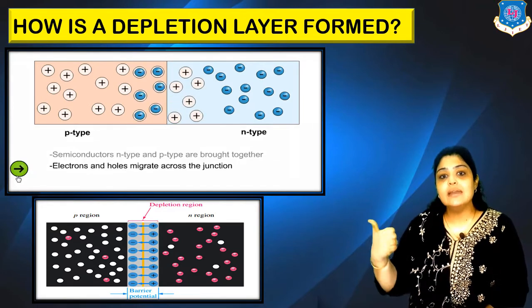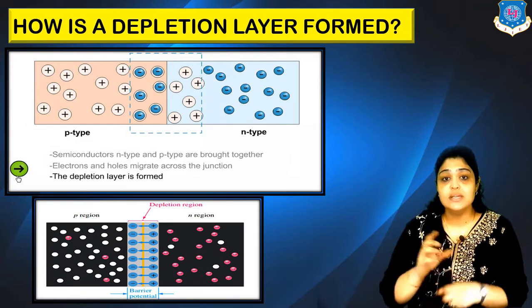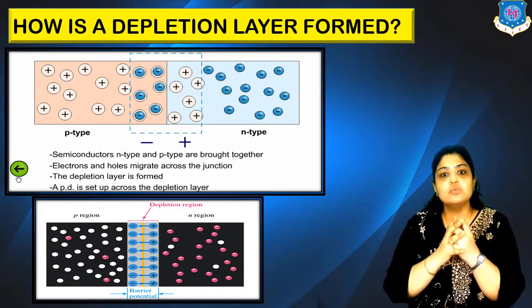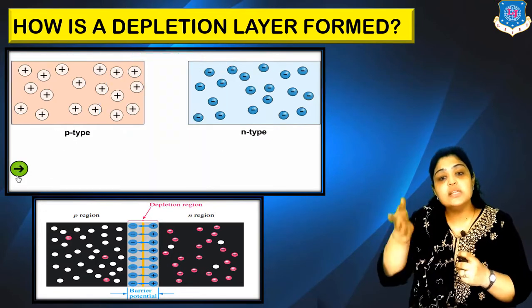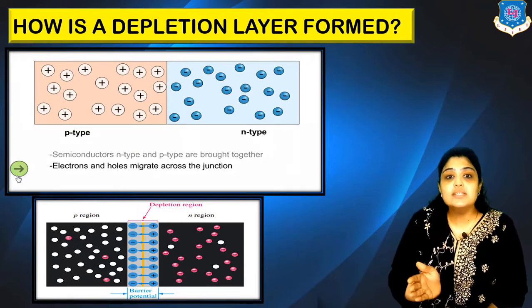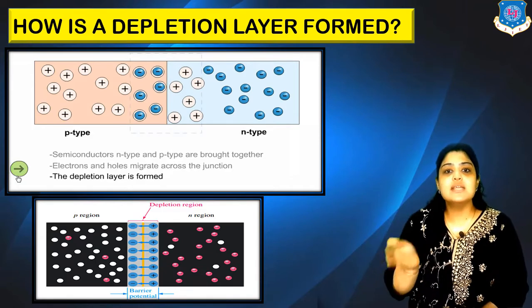Now we can see that the N region has more electrons and the P region has fewer electrons. So you're not giving any energy. You are simply bringing these two materials together. So obviously the electrons from a higher concentration region will try to cross the junction and move towards the low concentration region. But all the electrons cannot move.